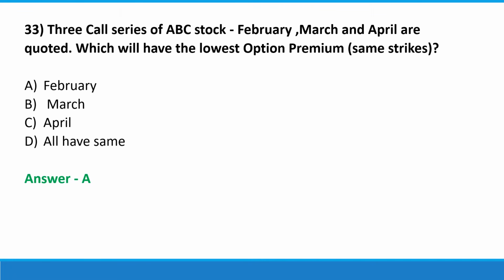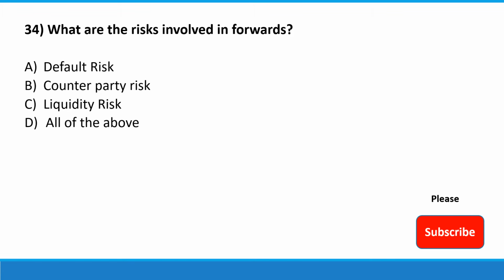Next question. What are the risks involved in forwards? Option A, default risk, option B, counterparty risk, option C, liquidity risk, and option D, all of the above. The correct answer is option D, all of the above.